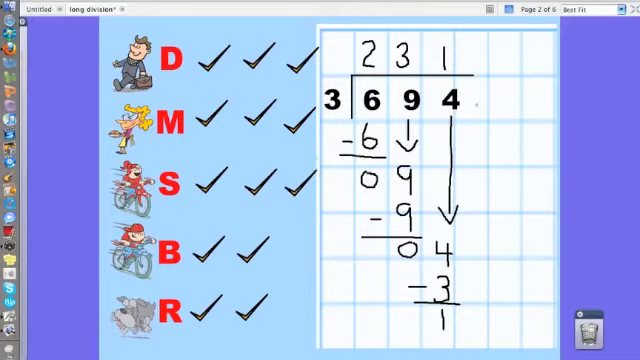We look next to the 4 and we have no more numbers to bring down. And what's left over is the number 1. So instead of the letter R telling us to repeat the process, it also stands for remainder. So we have a remainder of 1. So the full answer for this long division problem is 231, capital R, remainder 1.